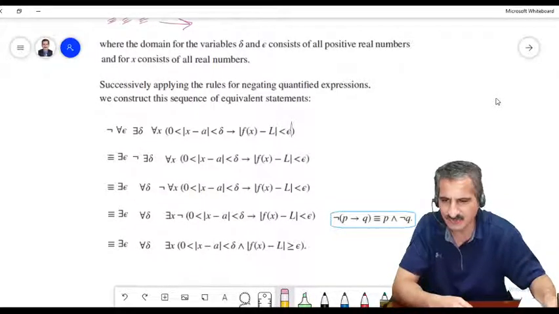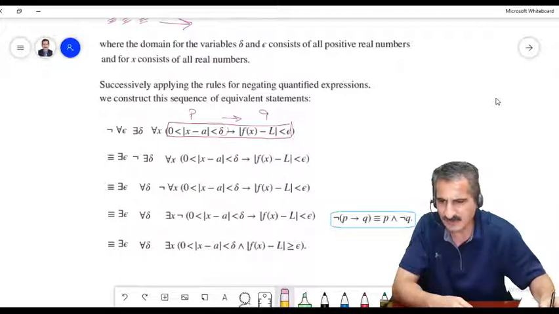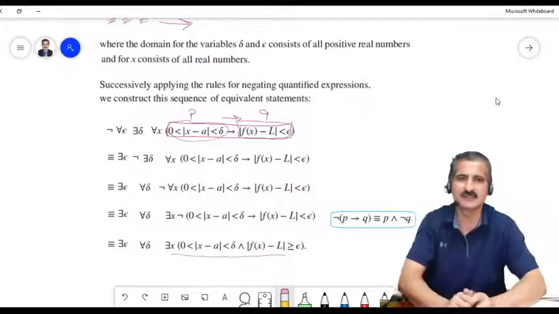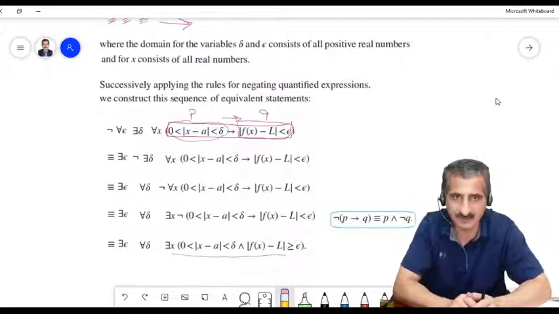but now we will replace this with P implies Q, where this is P and this is Q, and then follow the process of what we have just seen, and then we will end here. Okay, and this brings us to the end of this section.